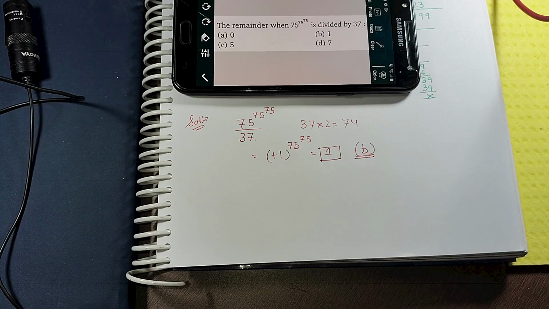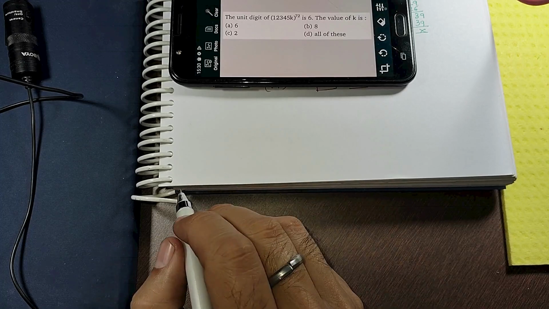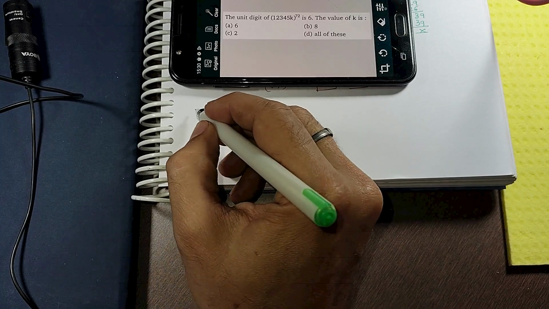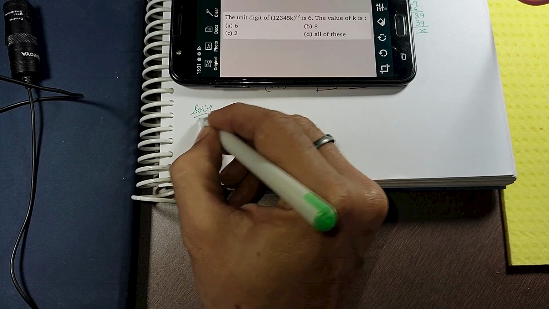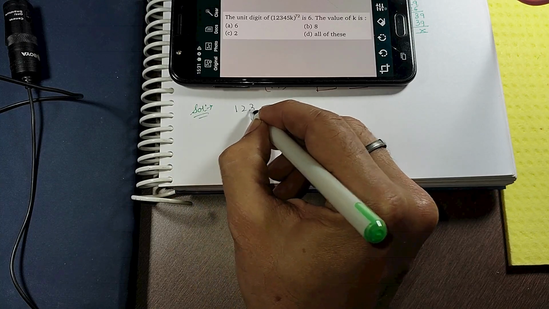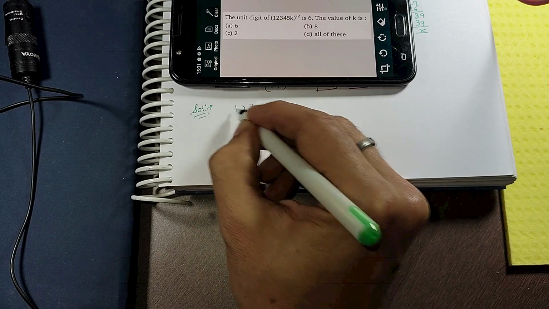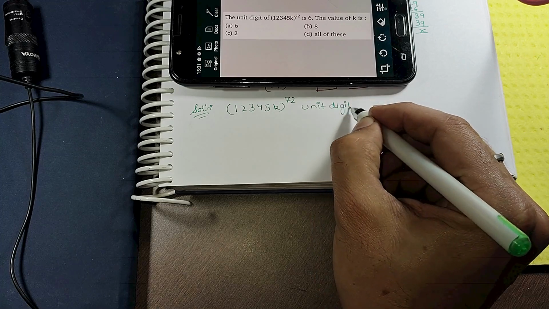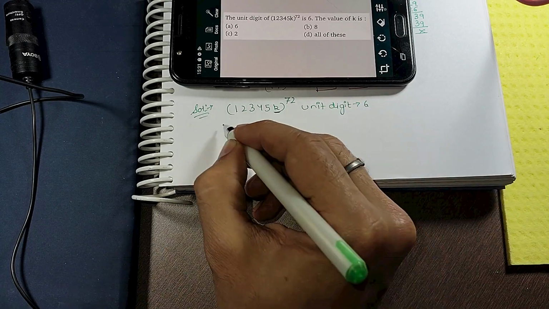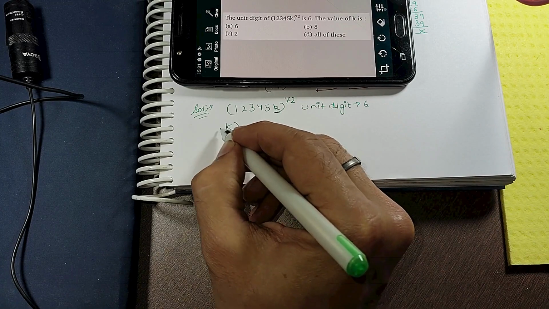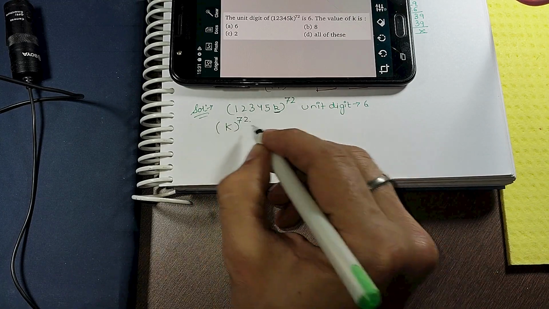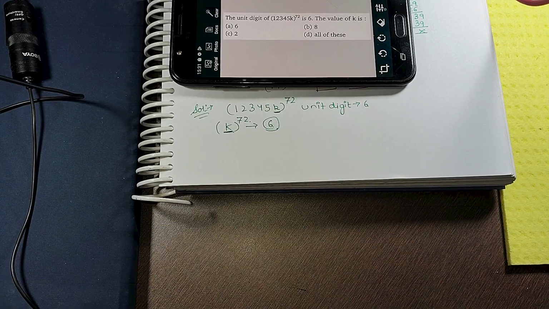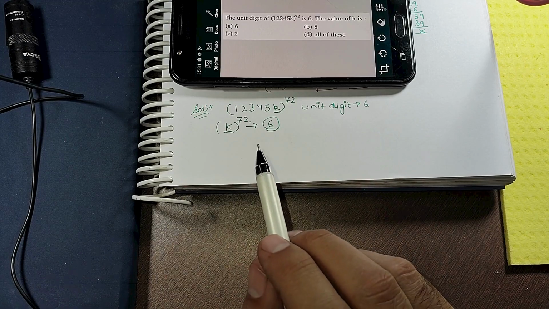Moving to the next question. The unit digit of 12345k raised to power 72 is 6. The value of k is: So basically the question is 12345k raised to power 72. The unit digit is 6. We need to find the value of k. So the question says that the unit digit of this whole number raised to power 72 is 6. Right? We need to find the value of k. Now the options are 6, 8, 2, all of these.